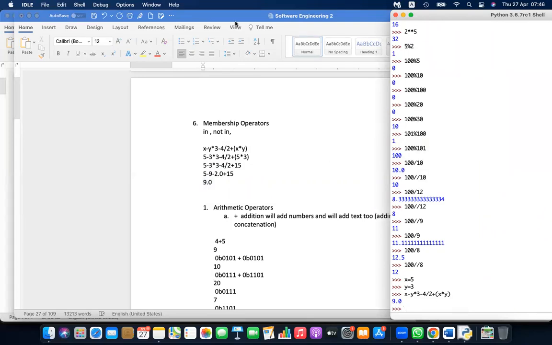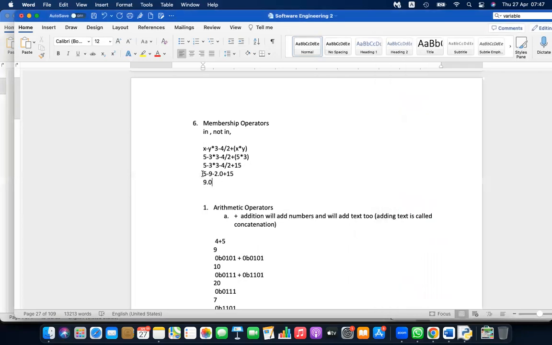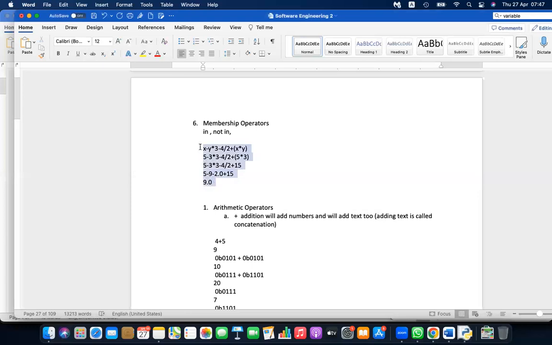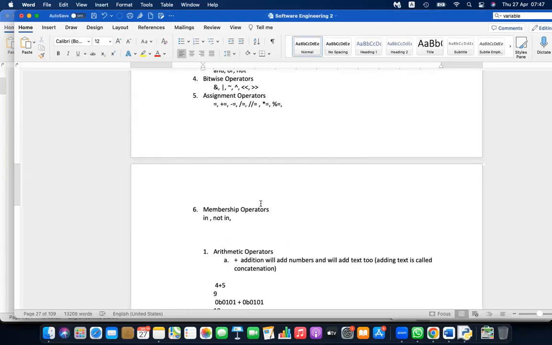Understood? Okay. So brackets will be given the first priority, then multiplication and division. After that, addition and subtraction. If the operators are at the same level, the expression will be evaluated from left to right. Same level means here minus and plus are at the same level. These are the things related to operations.